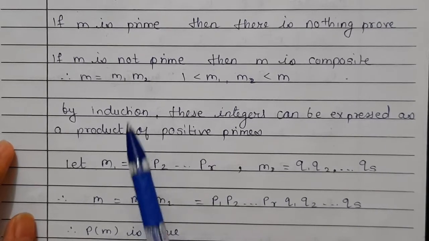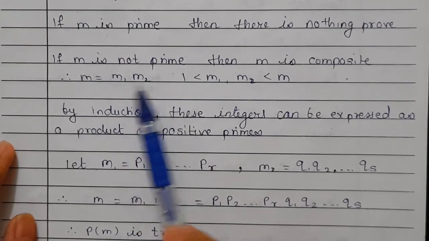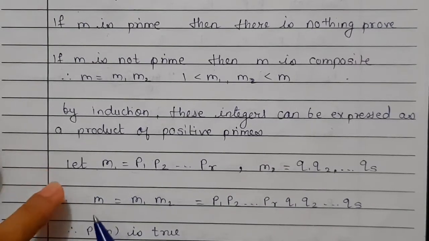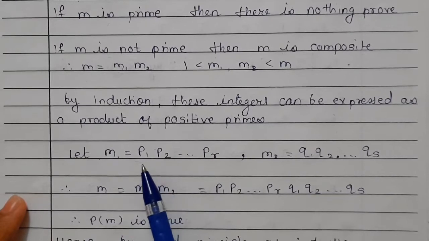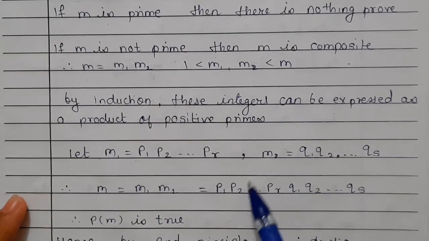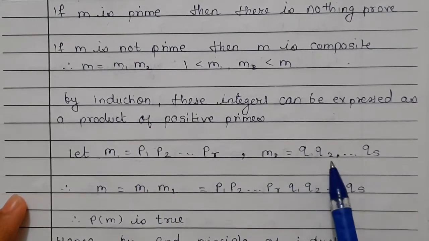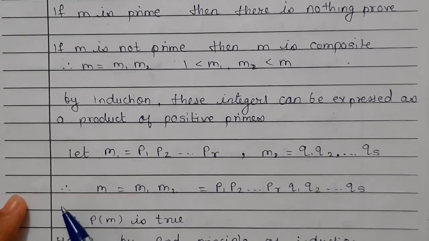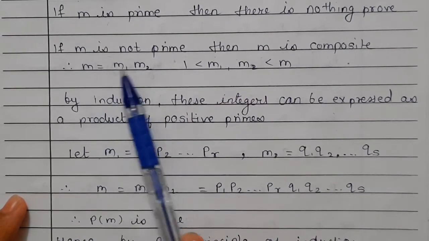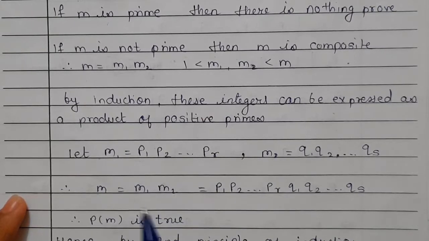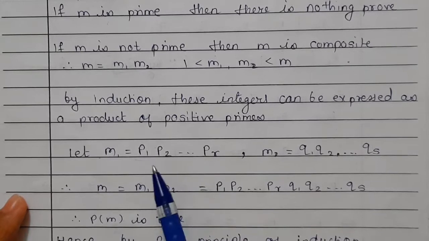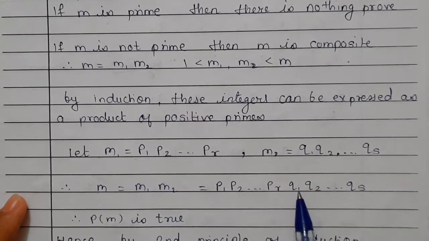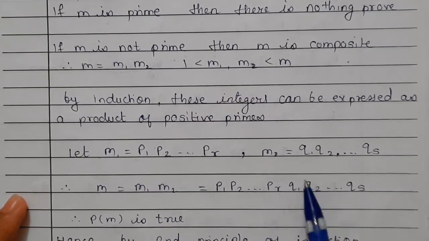Means what we have to show, this is a positive prime. Okay, so for that we write: let m1 is equal to p1 p2 ... pr and m2 is equal to q1 q2 ... qs. Therefore m is equal to m1 m2, and instead of m1 we put the value p1 p2 ... pr, and instead of m2 we put q1 q2 ... qs.